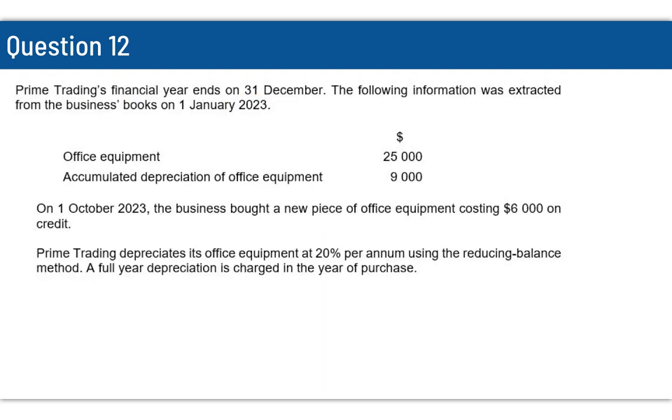So for question 12, we received some financial information from his books. So we have office equipment costing 25K and accumulated depreciation. This represents the balance brought down at the start of the year, which means that the office equipment is not newly purchased. It has been used for some time, because there's some accumulated depreciation. And then towards the end of the year, on October 1st, they bought another piece of new equipment costing 6,000 on credit.